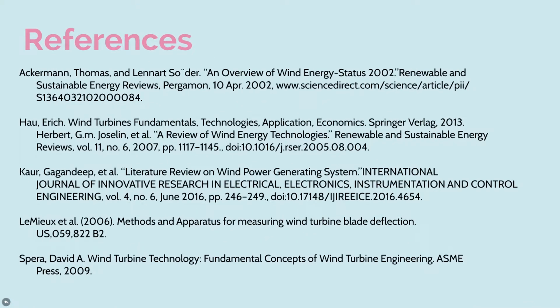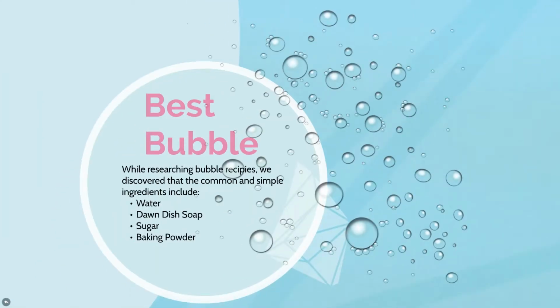Here are the references we used during our research process. While researching the best bubble making recipes, we discovered that the most common and most simple ingredients include water, dish soap, sugar, and baking powder.